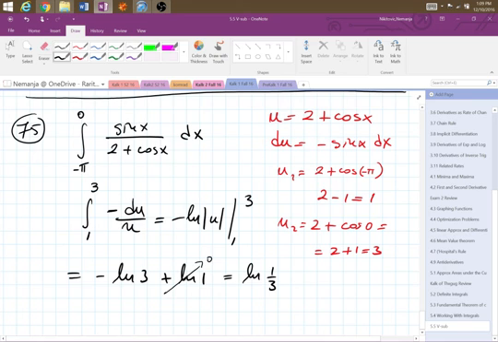You can also leave it as minus ln 3 if you want to, or ln of 1/3, whatever makes you happy. It's very important. It's calculus class. Important for you to be happy. All right, so that's U sub with changing limits.